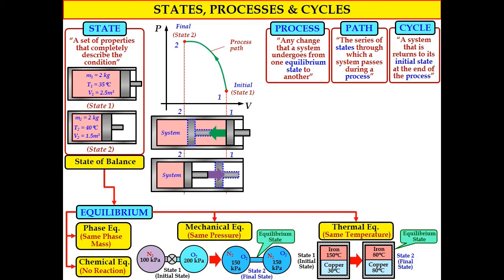And how about the cycle? The cycle means a system that is returned to its initial state at the end of the process. So from state number 1 to state number 2, and from state number 2 to state number 1, both processes we consider as a complete thermodynamic cycle. From the initial state to the final state, and then from the final state back to the initial state. So now we have a complete cycle.